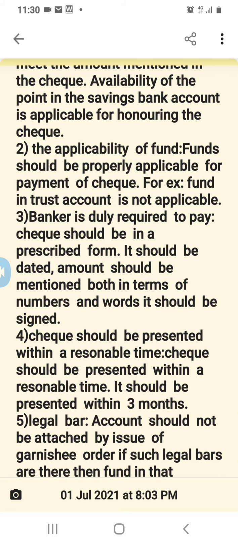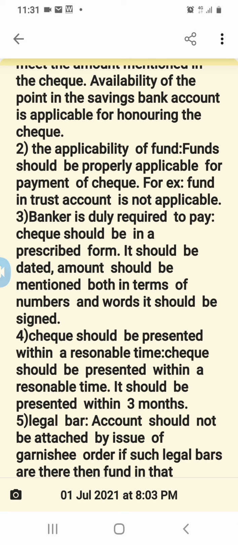Then second one, the applicability of the fund. Fund should be properly applicable for the payment of check. For example, fund in a trust is not applicable. Then third one, banker is duly required to pay. What is duly required to pay?